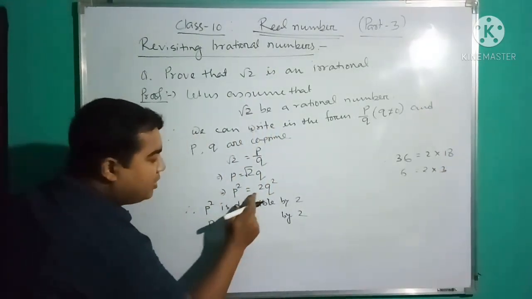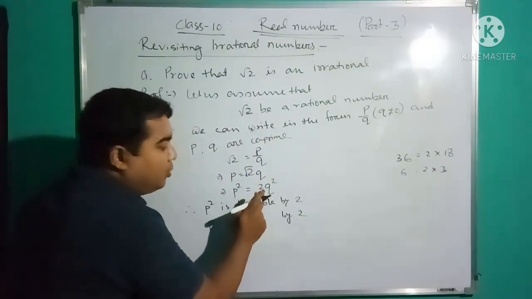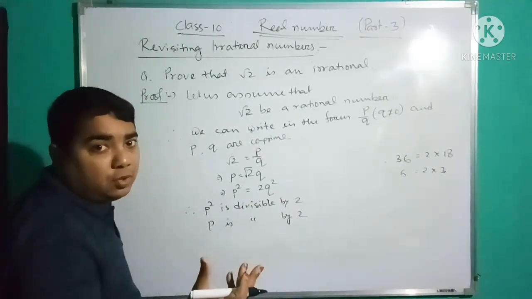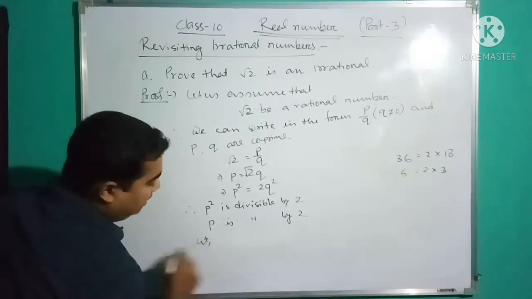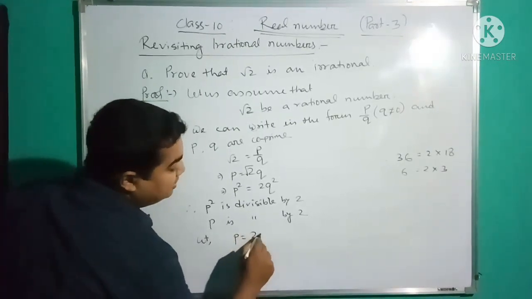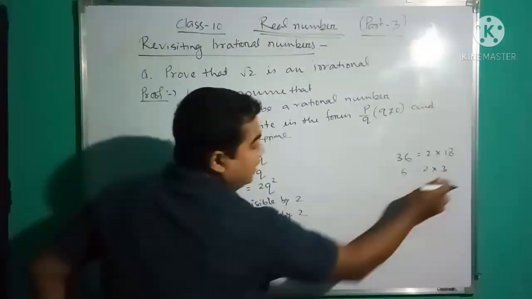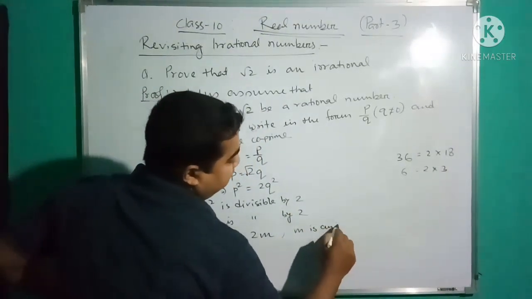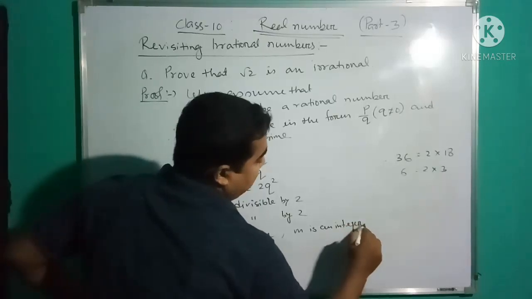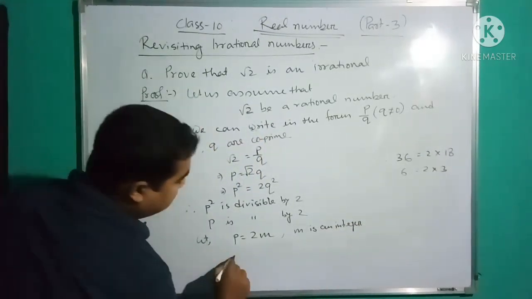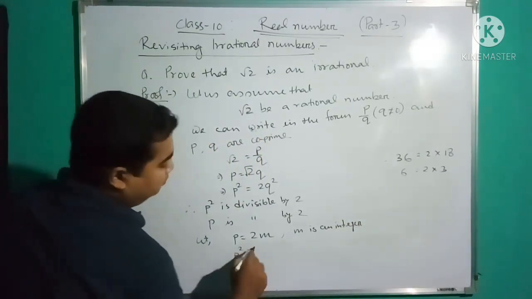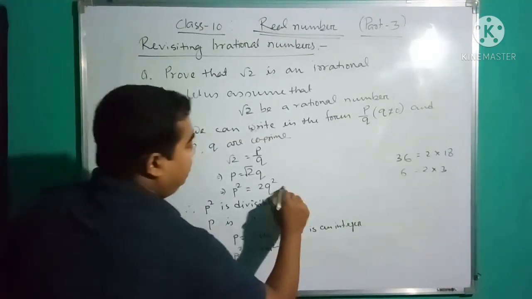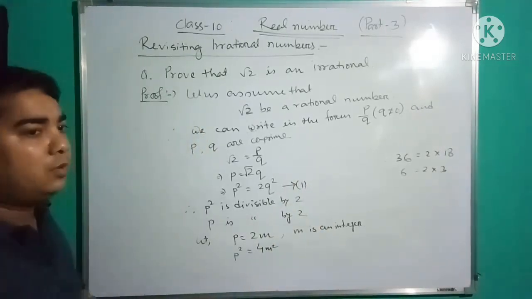Similarly, here p square is divisible by 2, but how many times? q square times. But p is divisible by 2, and how many times? We don't know. So let p equal 2 times m, where m is an integer, any integer. Okay. Now square both sides: p square equals 4 m square. See, this is equation number 1.